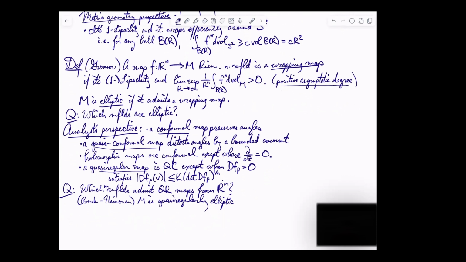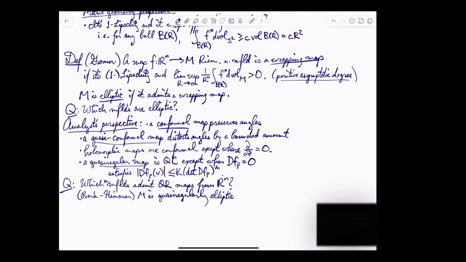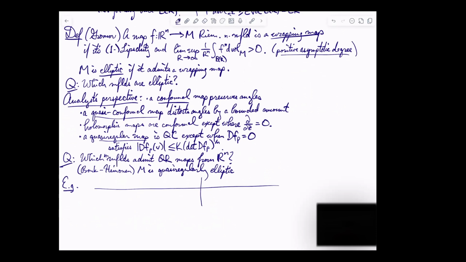Okay, so let me give some examples to whet your appetite for general theorems about these things, because, at least for me, a big motivation of studying these two notions is that there's really a variety of phenomena that occur. So let me first give you some examples of manifolds that are elliptic and manifolds that are not elliptic.